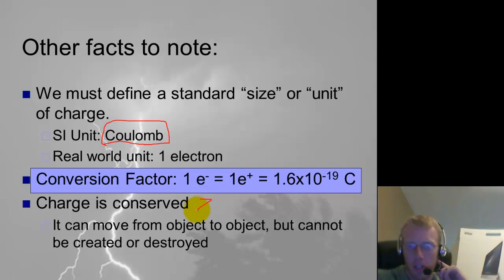So that's important. You're going to be using coulombs all the time. Number of electrons every once in a while, but usually it's coulombs, because that's the SI unit. Okay. Another important thing is that charge is conserved.